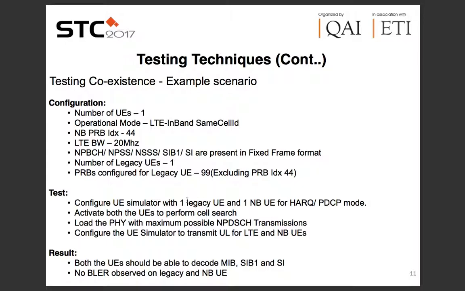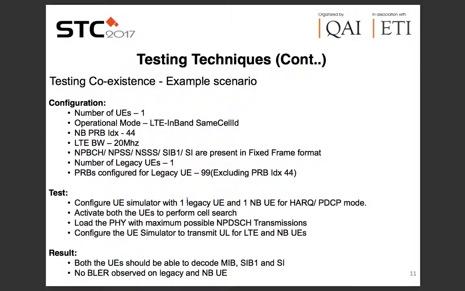Number of legacy UEs, because here we have to configure a legacy UE. Number of legacy UEs, 1. PRB configured for legacy UE, 99. Excluding PRB index 44 because that has been reserved for narrowband IoT.